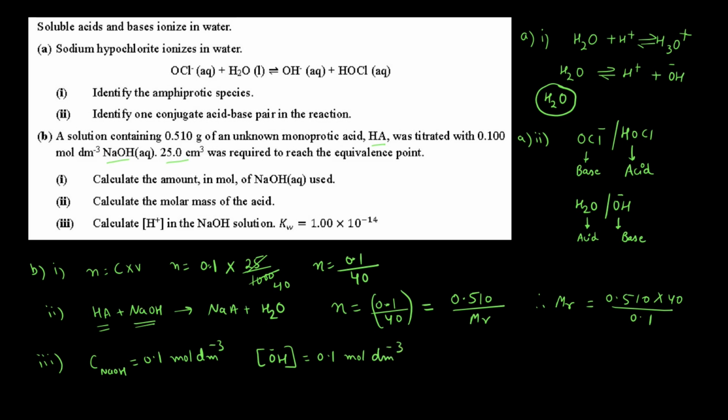So we know that H plus ion concentration multiplied by OH negative ion concentration is the ionic product of water. So therefore H plus ion concentration will be the ionic product of water, which is 10 to the power minus 14, divided by OH negative concentration. So this will be the concentration of H plus ion.